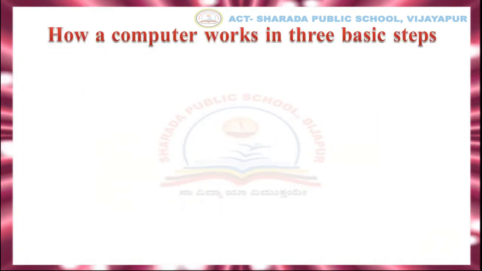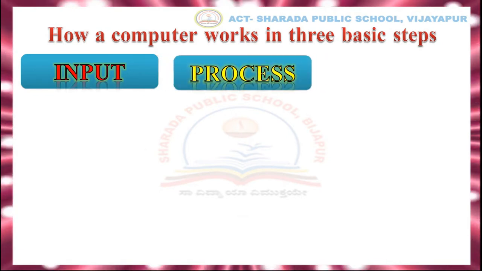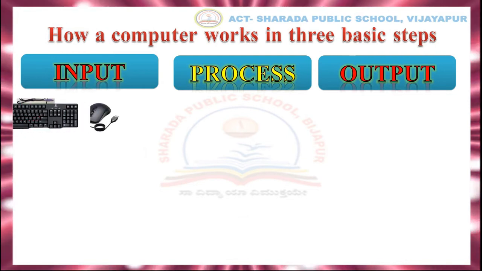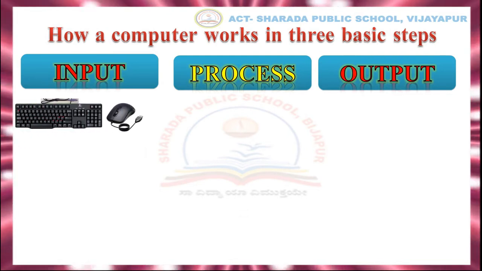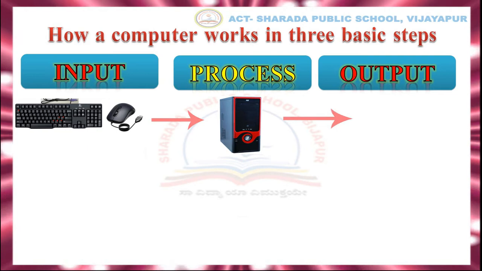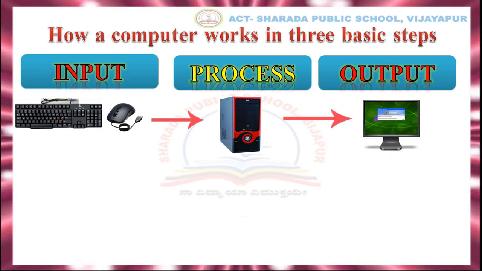Now let us understand how a computer works. A computer works in three basic steps. They are input, process, output. Keyboard and mouse as input, CPU as process and monitor as output.